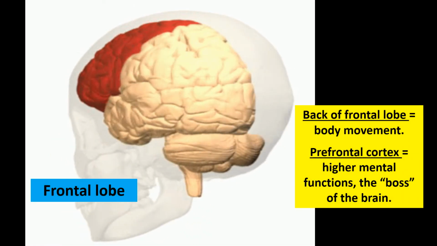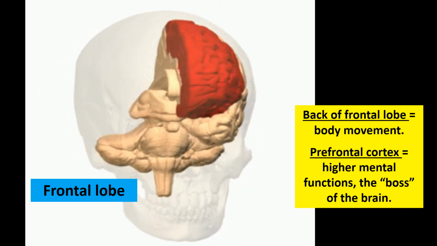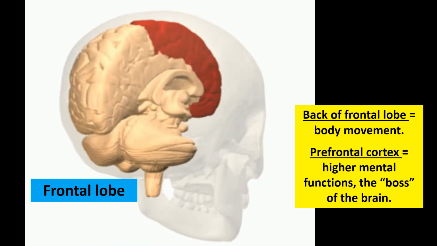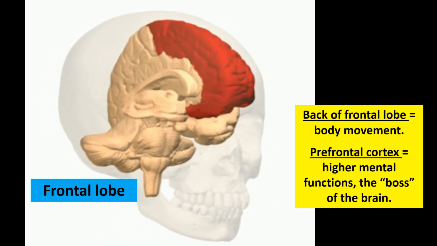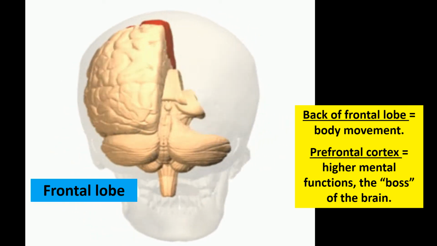Let's start with the frontal lobe. In the very front of the cerebrum, on both sides, you have a left frontal lobe and a right frontal lobe. And this is the part of the brain that makes us most human. It's the part of the brain that's most different from our nearest animal relatives.